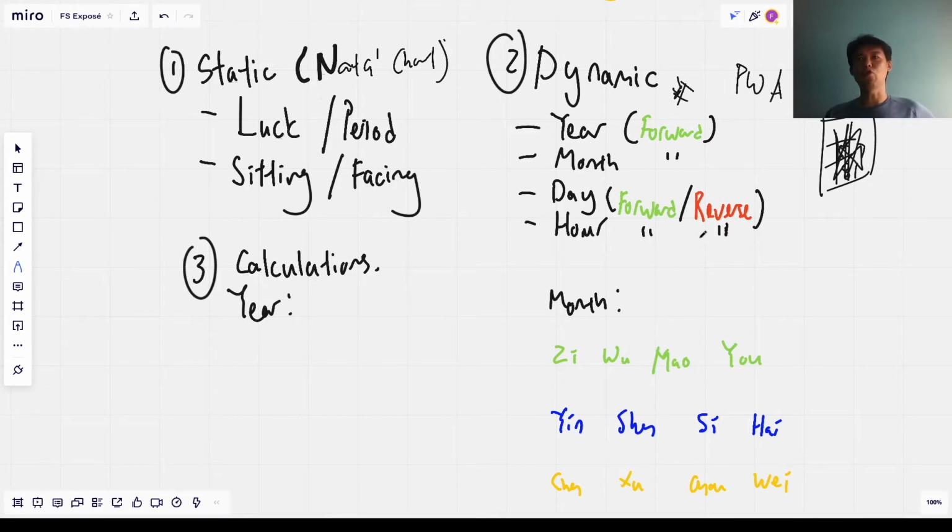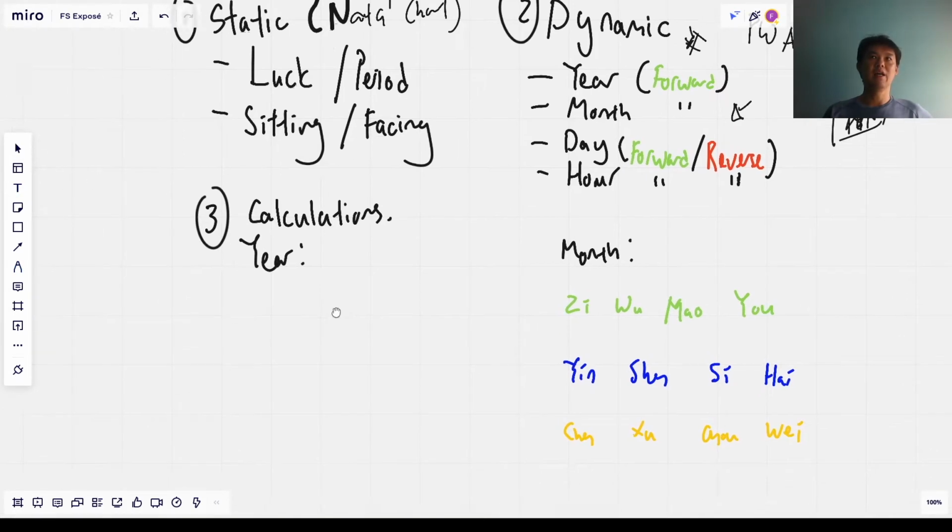But tentatively, we don't really use the hour charts and the day charts. At most we use granularity down to the month chart. All right, now that I've highlighted the different aspects of forecasting, let us take a look at how we calculate the year chart.